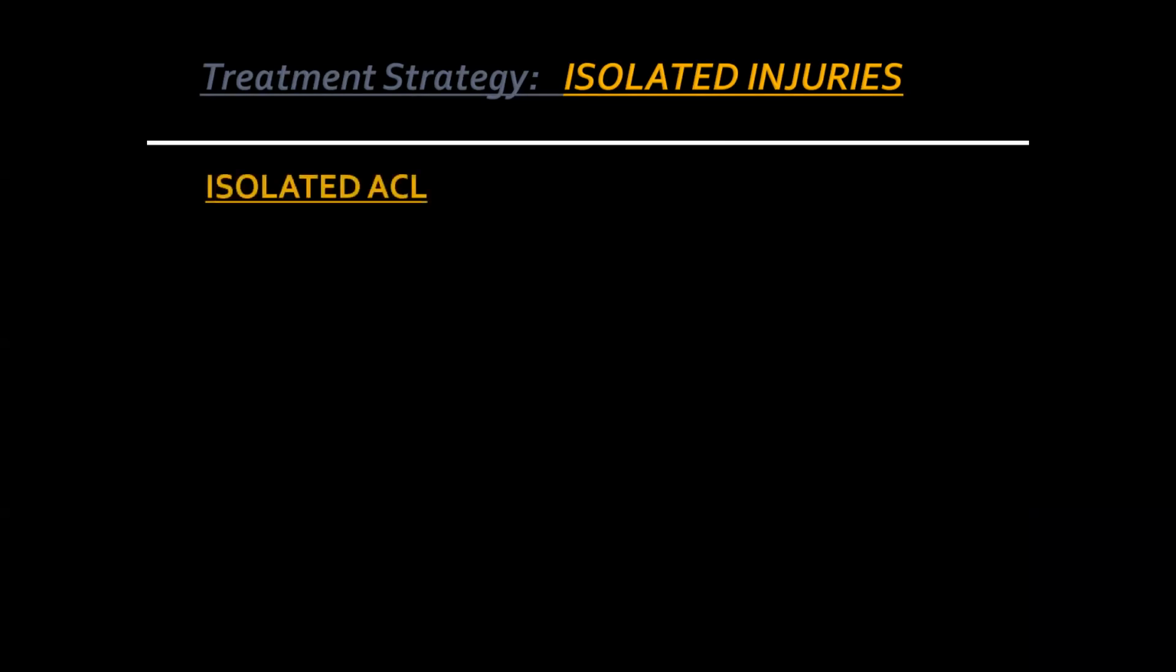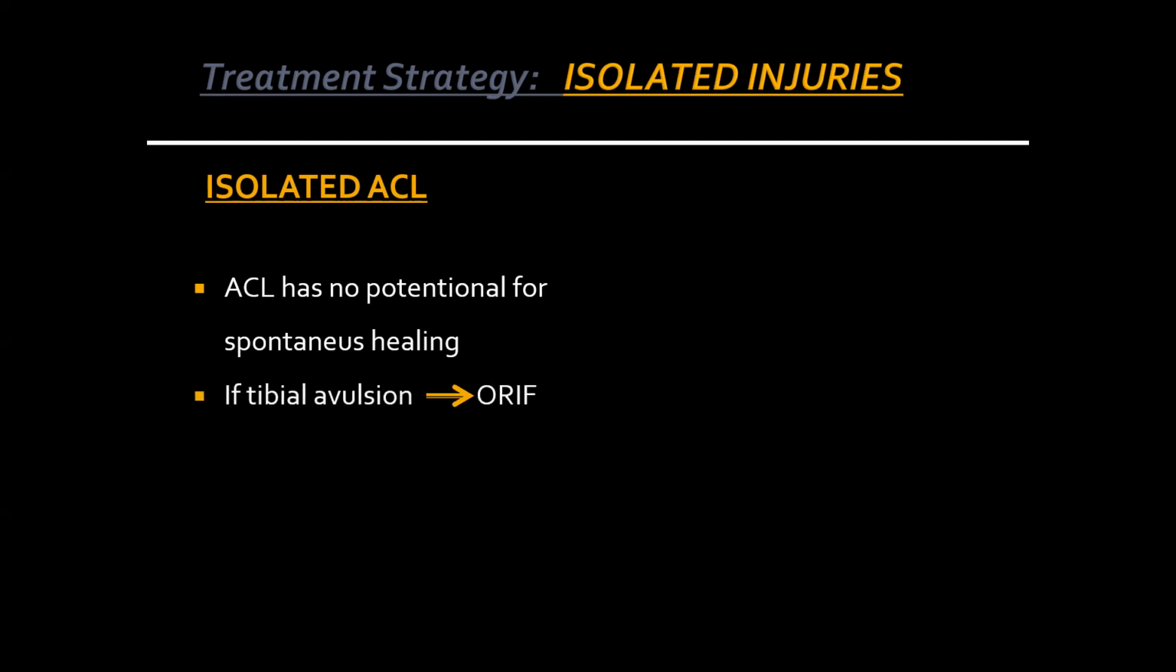Isolated injuries, isolated ACL injury. The ACL has no potential for spontaneous healing. If there is a tibial avulsion, we may consider doing surgical fixation for that bony avulsion. Traditionally, we used to do it through an open surgical approach, but recently it can be done using arthroscopy. If there's a mid-substance tear, and since there's no potential for healing, the standard is to do an ACL reconstruction.